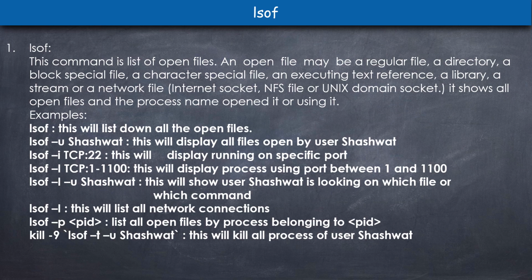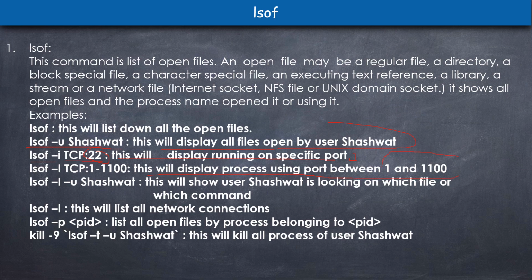A few good examples: lsof -u will display all the files opened by user Shashwat. lsof -i TCP:22 will display what is running on a specific port. If you want to see what is running on port 22, you can use this. lsof -i TCP:1-1100 will display the processes using ports between this range.